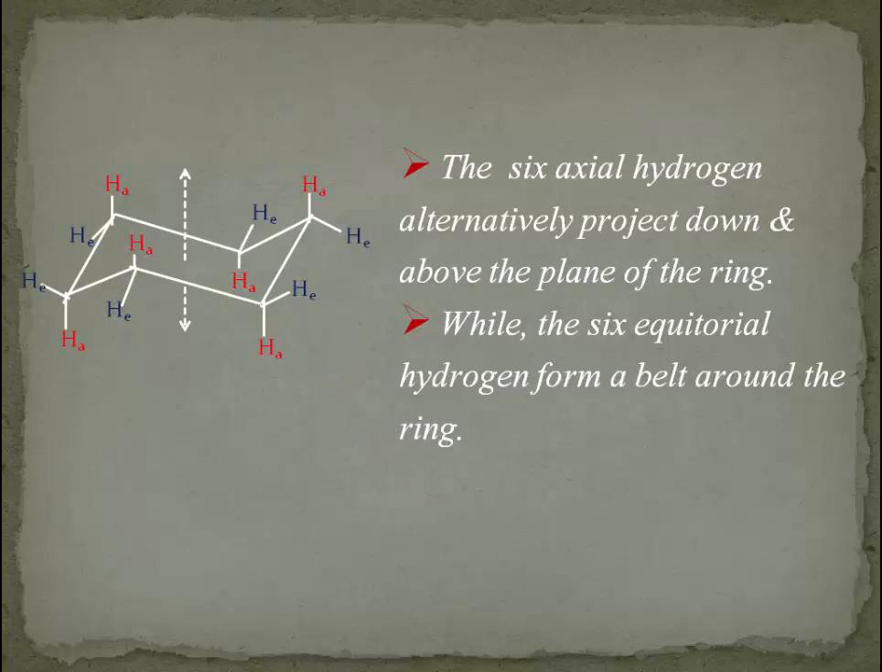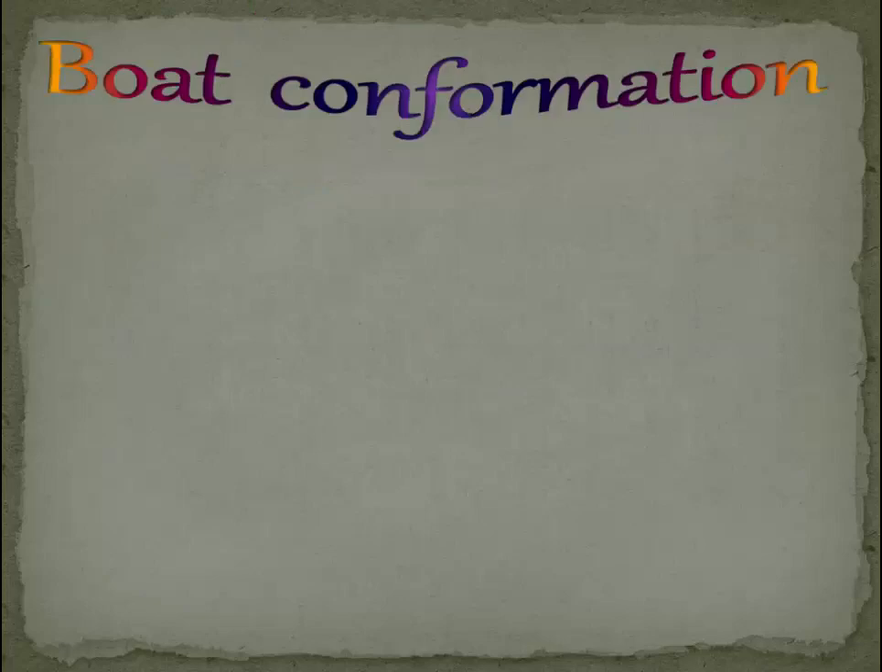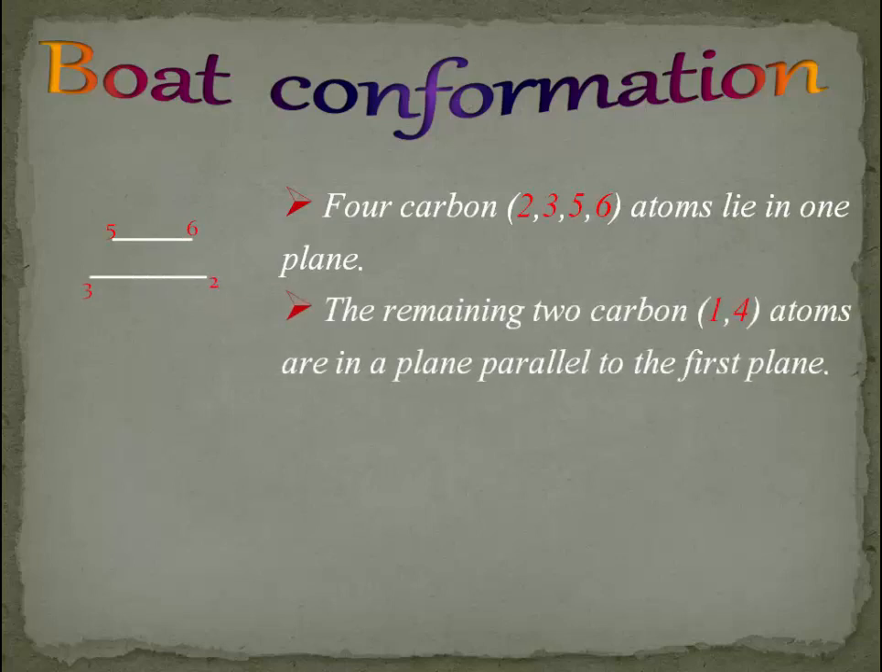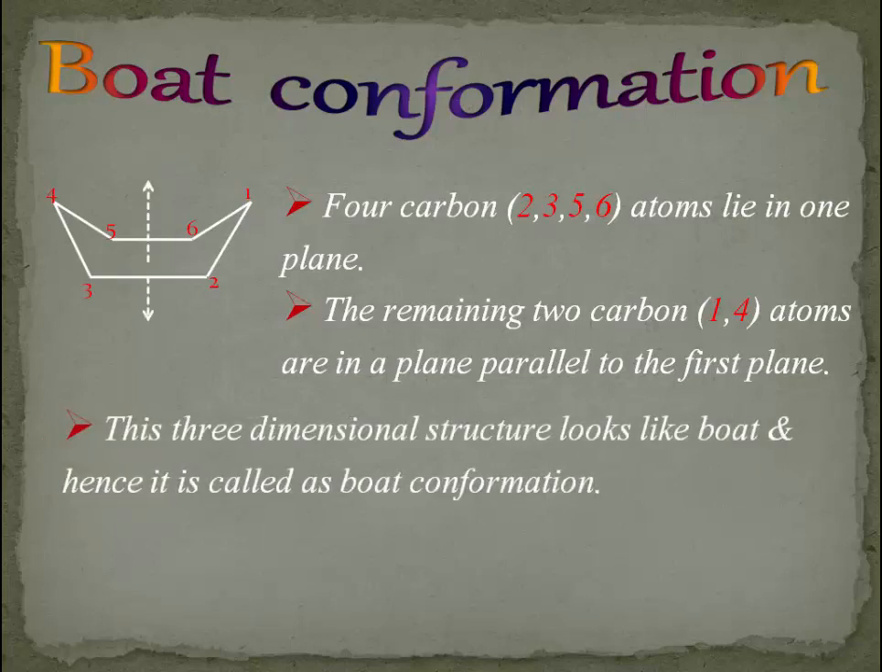Now we will see boat conformation. Four carbon atoms, that means C2, C3, C5, C6, lie in one plane, and the remaining two carbon atoms, C1 and C4, are in a plane parallel to the first plane. This three-dimensional structure looks like a boat, and hence it is called boat conformation.